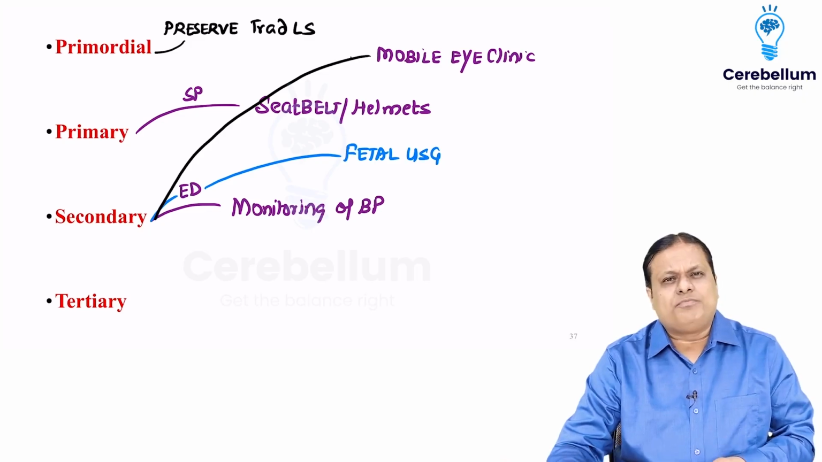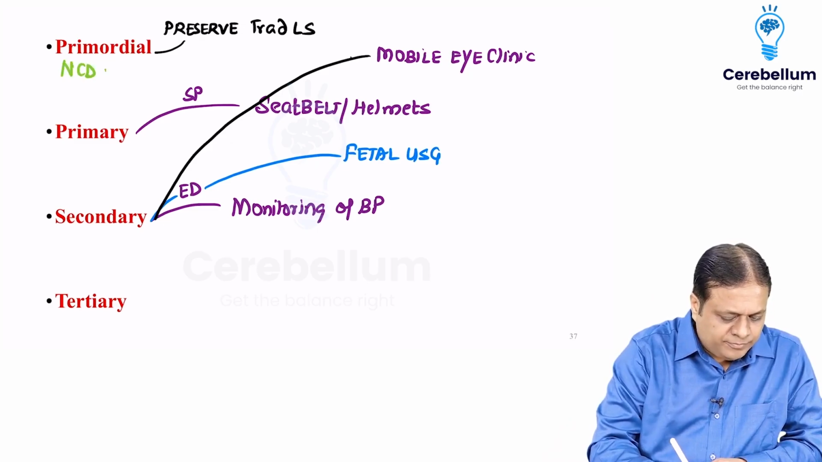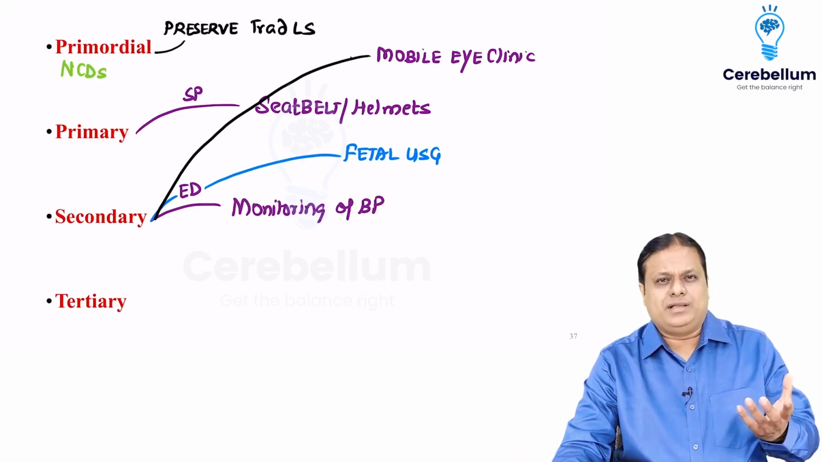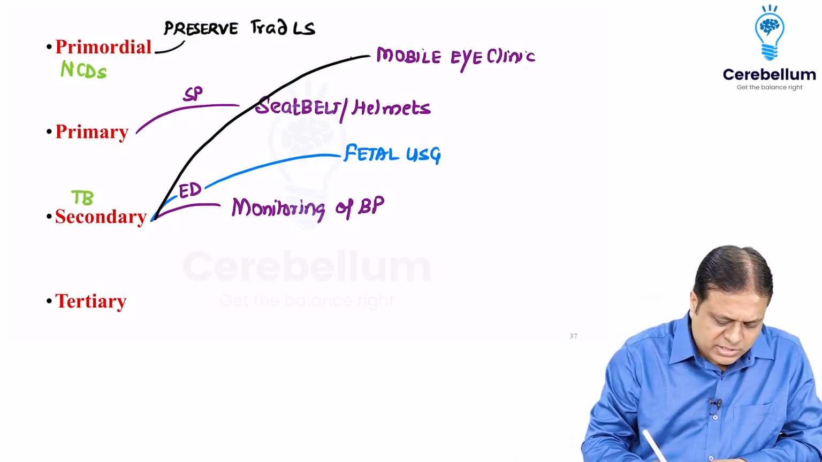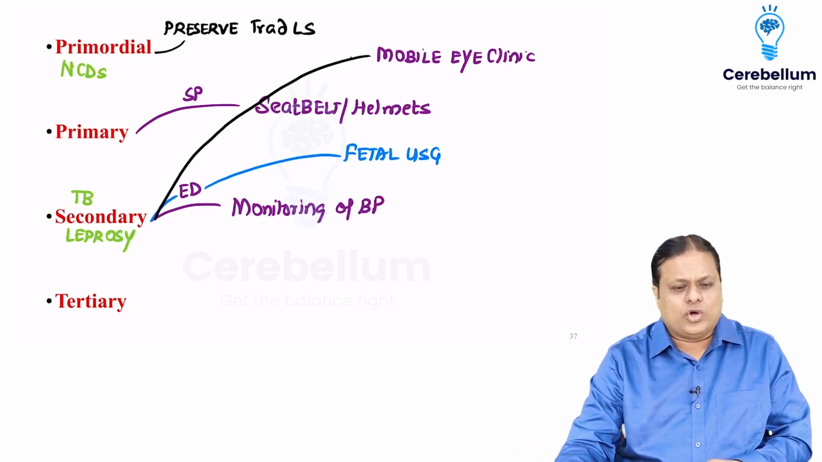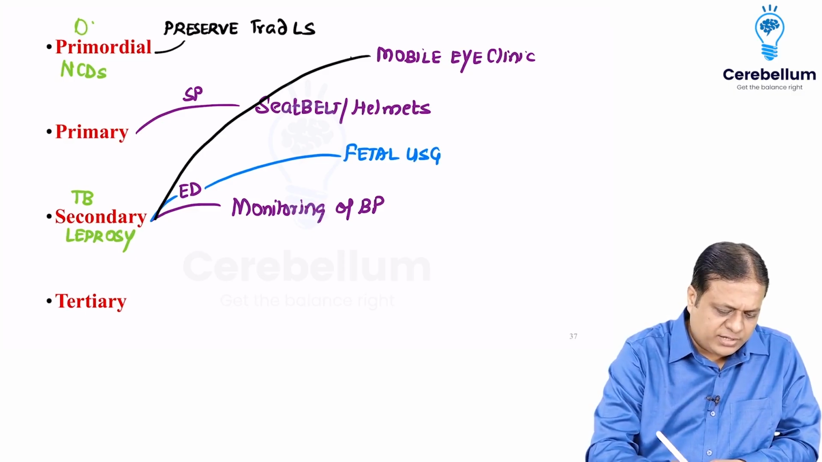Overall, best level of prevention for non-communicable diseases is primordial. Major risk factors, smoking, alcoholism are totally preventable. When we look at tuberculosis, best level of prevention is early diagnosis. Leprosy, early diagnosis, so that we can start prompt treatment. Overall, best level of prevention is primordial.